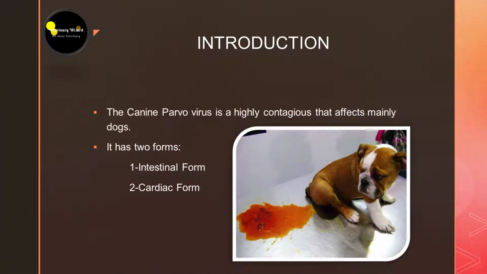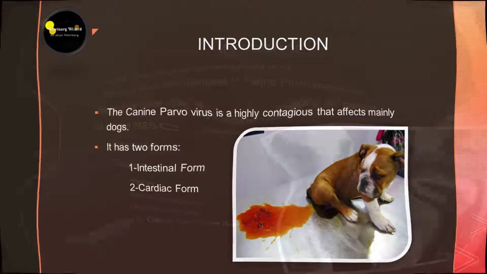So what is canine parvovirus infection? It is a highly contagious disease that affects mainly dogs. It has two forms. First is the intestinal form and second is the cardiac form. The intestinal form is characterized by vomiting, diarrhea, weight loss and anorexia or lack of appetite. While the cardiac form affects the heart muscles of very young puppies and leads to death.